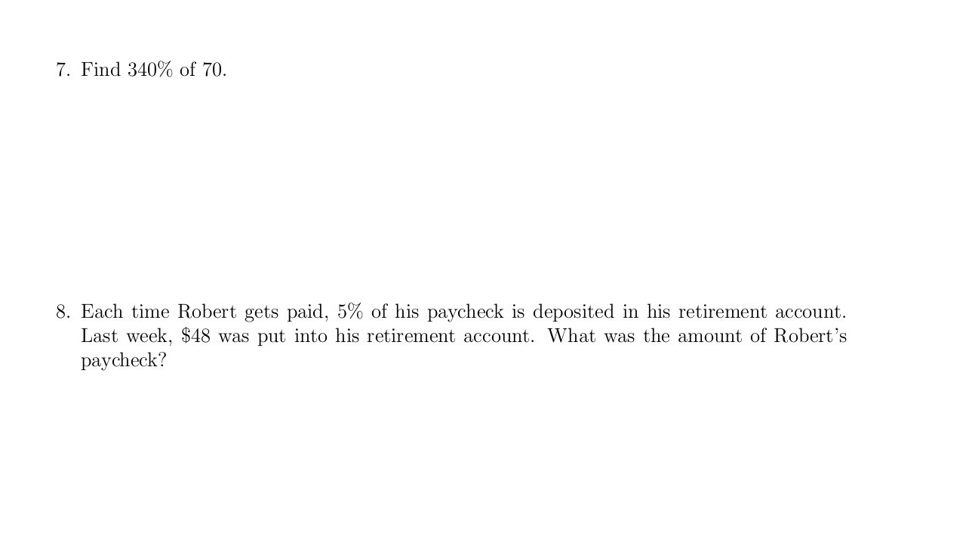Okay, number 7. It says find 340% of 70. So again, we want to set up our proportion: the amount over the base equals the percent number over 100. We want to determine two of the three things here and then find the third one. So what do we know?